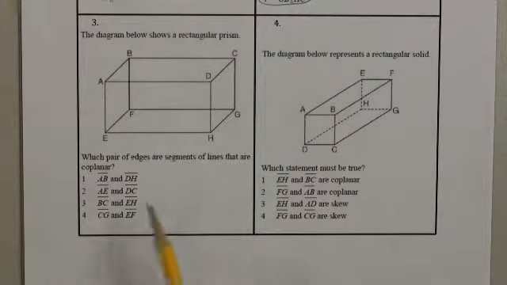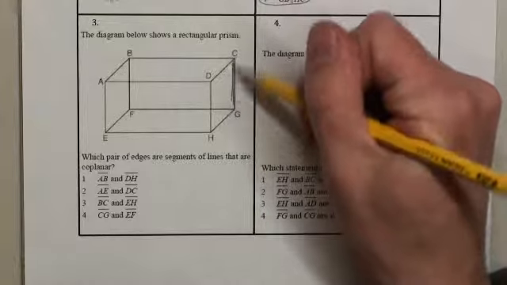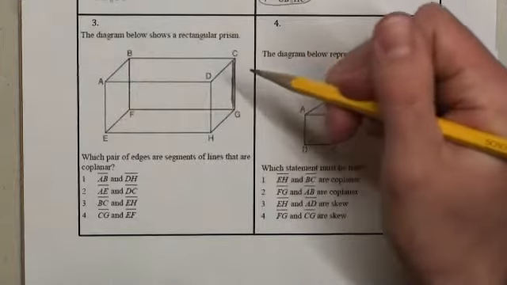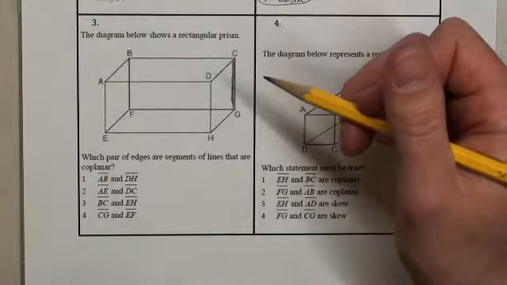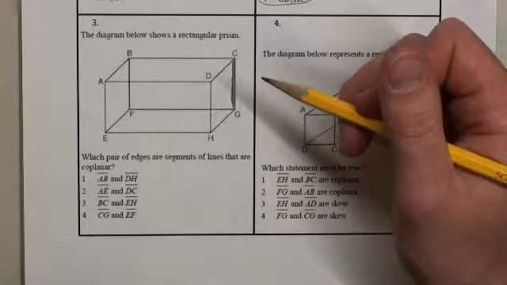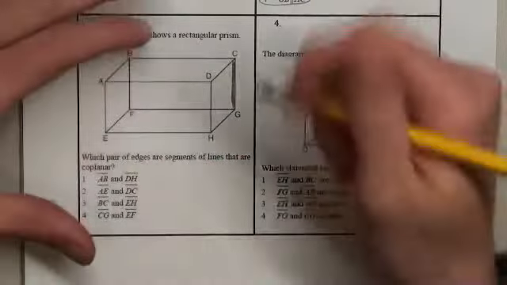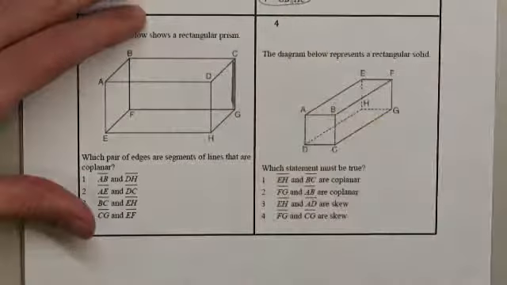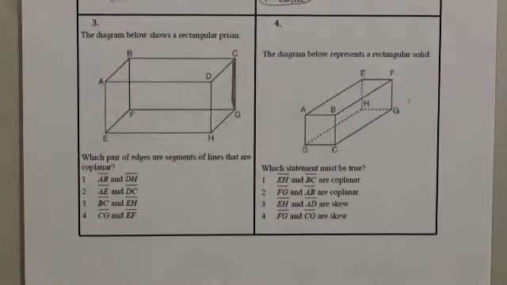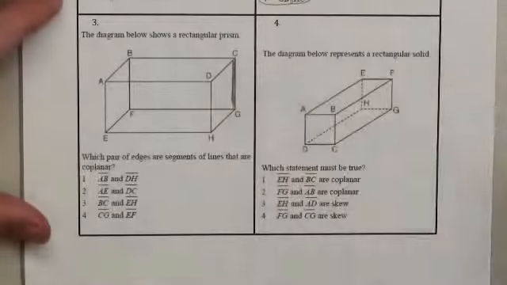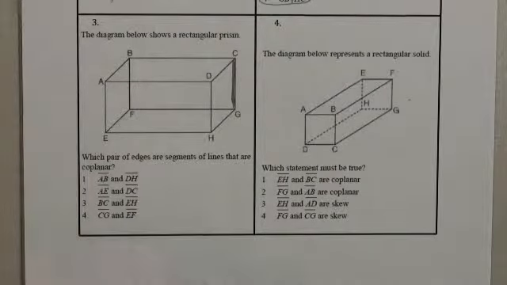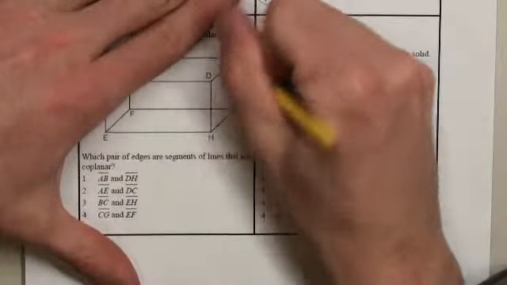CG and EF. Here's CG, okay. CG and EF. No, those aren't on the same plane either. So we must have missed. Whoop, let me get an eraser. CG. Nope. Those are not on the same plane. So I think we skipped the right answer.